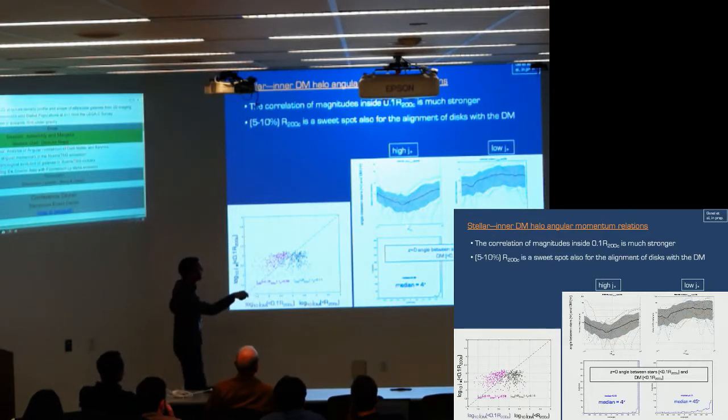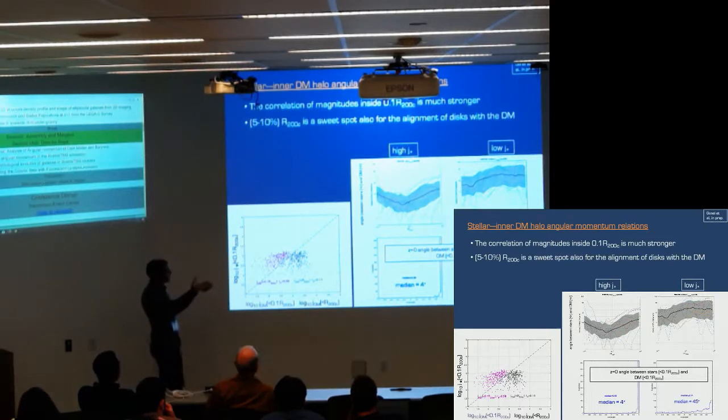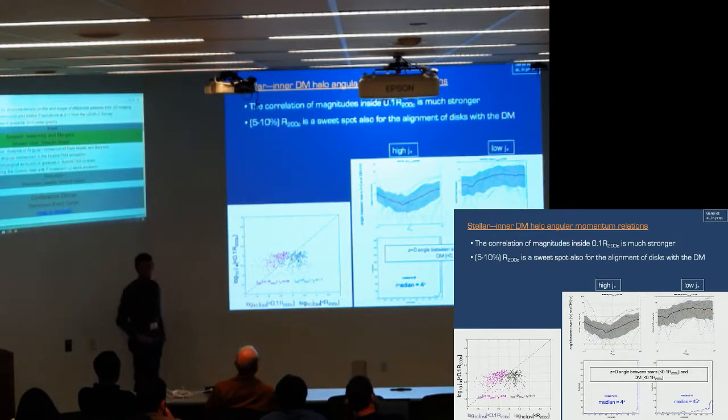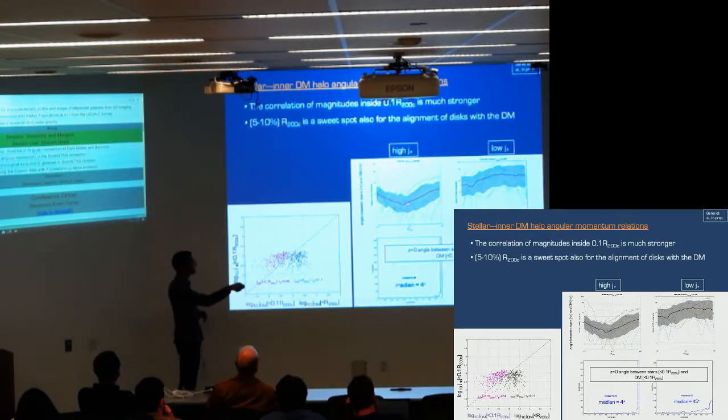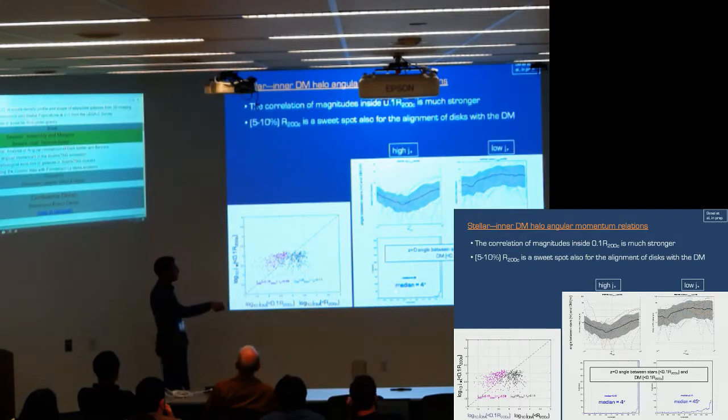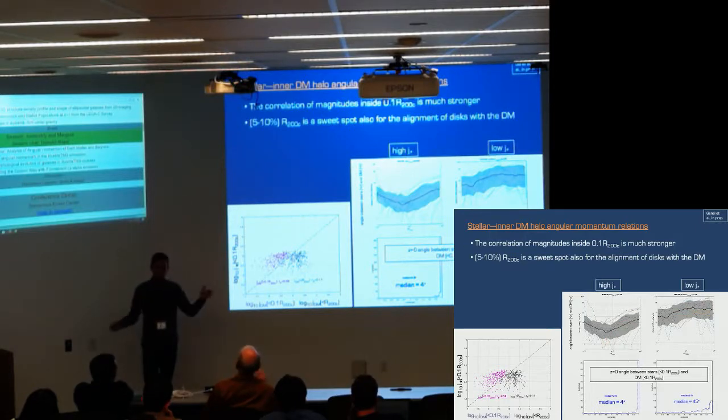I'm separating the high J galaxies, if you want disks, and low J, if you want elliptical galaxies. For these galaxies, we see a sweet spot around 5 or 10% of the Vir radius, where the angle between the enclosed dark matter and stars is just 4 degrees. And here at the bottom, we see the distribution of the cosine of this angle among the full population.